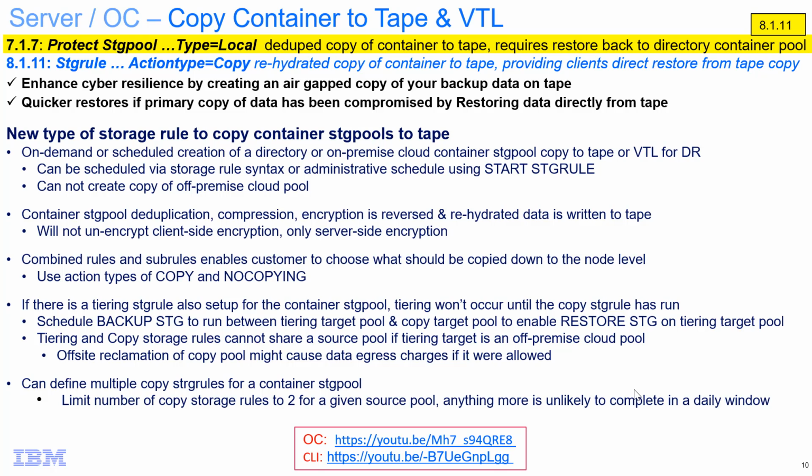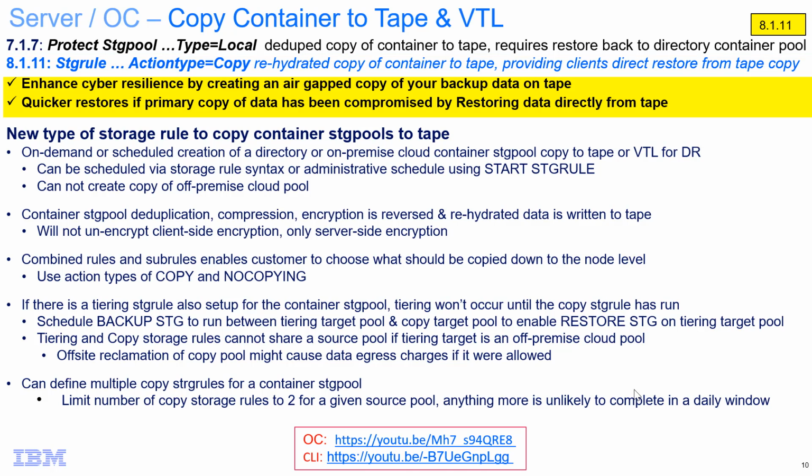And so in order to restore it, you first had to restore it back to a directory container pool, and then you could restore it to the client. In this version, we're adding a new type of copy out to tape, or VTL, and this is from a storage rule. This is going to be a new storage rule with action type equals copy. It will actually create a copy of your container storage pool, rehydrate that data and copy it out to tape. And so if a client wants to restore, they can restore directly from tape.